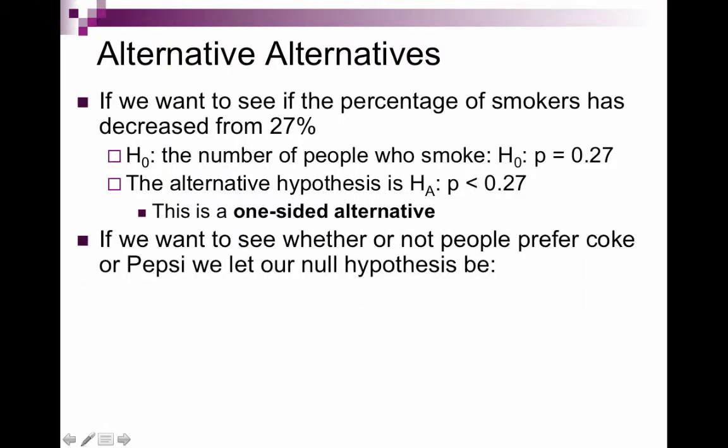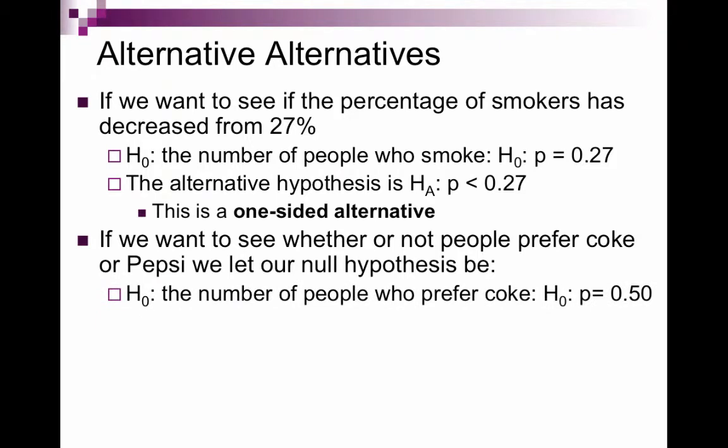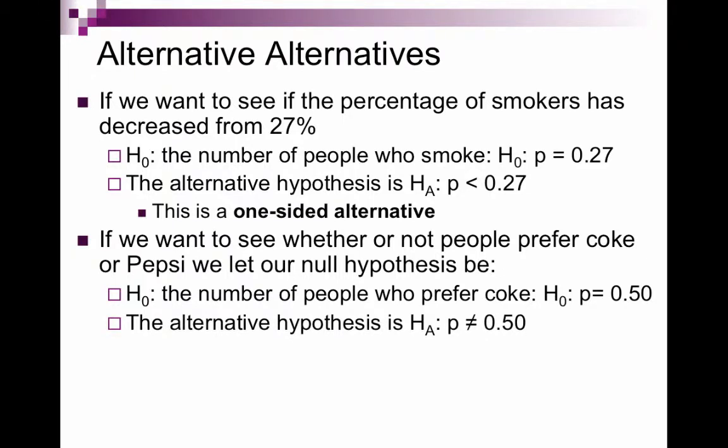If we want to see whether or not people prefer Coke or Pepsi, we would let our null hypothesis be the number of people who prefer Coke. We would assume that since they have 2 options, it would be even. So the proportion of people who prefer Coke is 0.5. The alternative hypothesis in this case is P is not equal to 0.5. We are not interested in them liking Coke more than Pepsi or vice versa. We just want to know, is there a difference? So in this case, we use not equal to. When you have P not equal to the percentage, this is called a two-sided alternative because we don't care if our percentage is actually above or below.